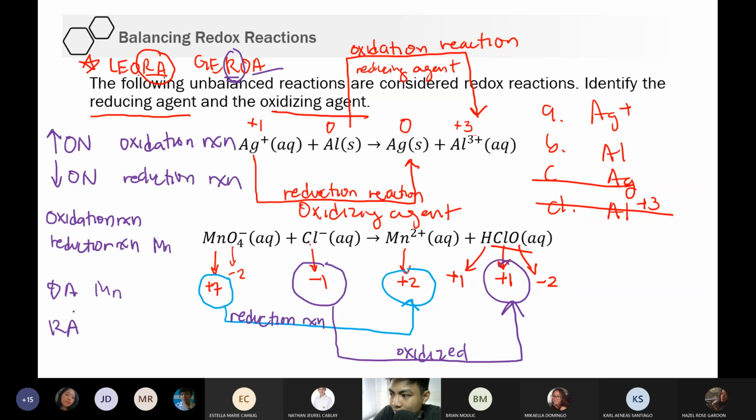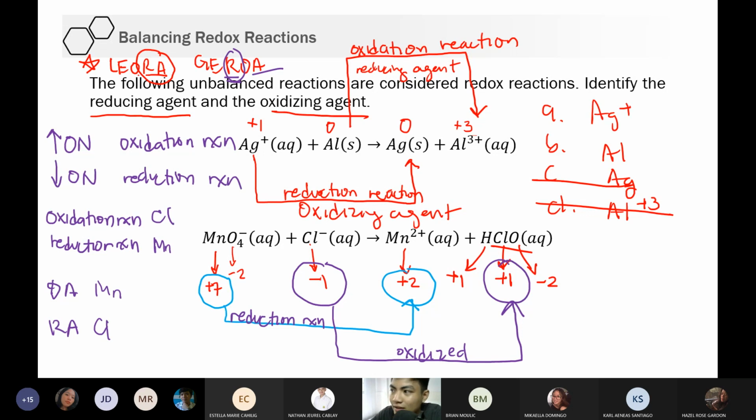So, yan. So, ibig sabihin, okay, so sabi ni Louie, Cl is oxidized. Yes, that is correct. Okay? So, it underwent oxidation reaction. Ibig sabihin nun, siya yung reducing agent. Okay? So, siya yung reducing agent.